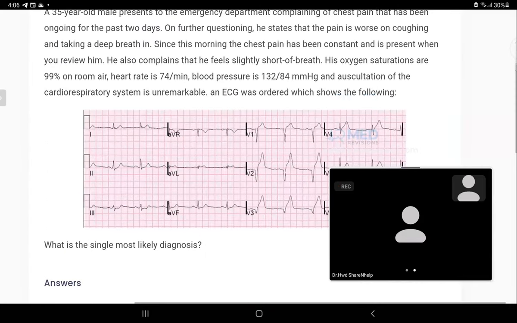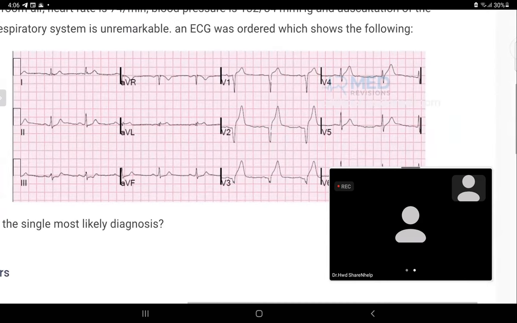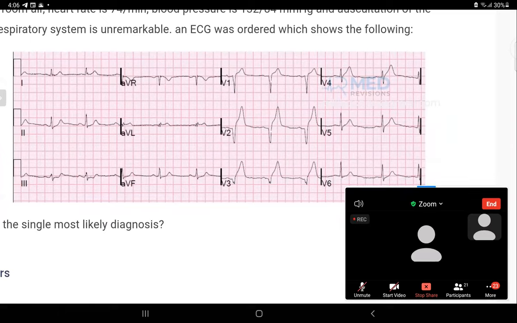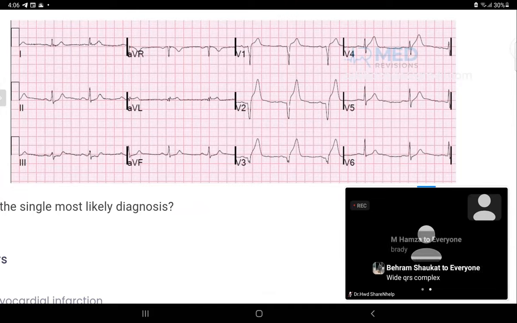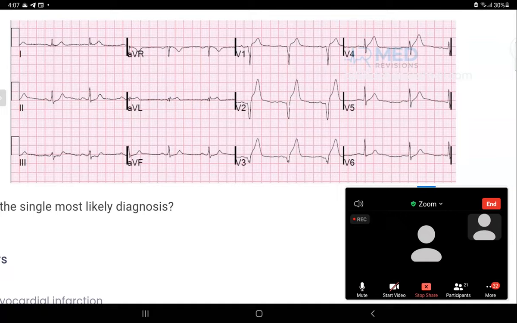Again, this question, look at the ECG. Tell me what is happening. Can you tell me what's happening in this ECG? Okay, is it ST elevation? All right, let's see if that is true.